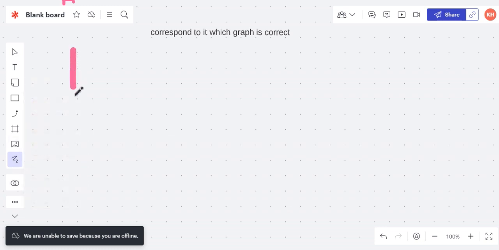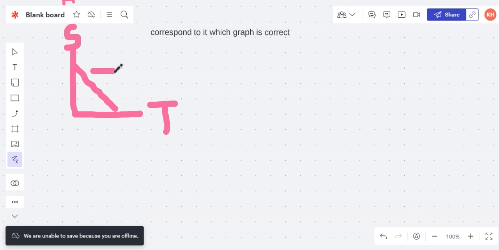This is a simple question that we are getting here. We have to tell which graph is correct. The graph is something like this. This represents the displacement, this represents the time, and the slope is decreasing, which means it has a negative slope. I'll be sharing the trick to remember whether your slope is negative or positive. So this is a negative slope.